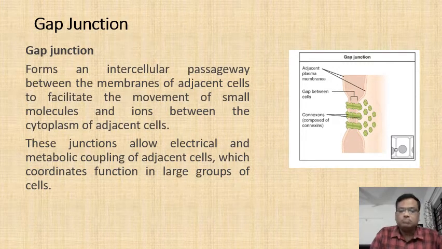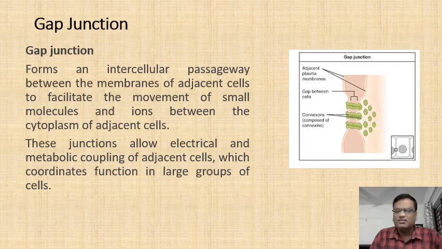Okay, so the gap junctions form an intercellular passageway between the membranes of adjacent cells to facilitate the movement of small molecules and ions between the cytoplasm of adjacent cells. As the name suggests, these are junctions with a gap, and it allows the movement of molecules between the neighboring cells. In some organs and tissues, it becomes necessary for the movement of some molecules, electrical and metabolic coupling of cells.